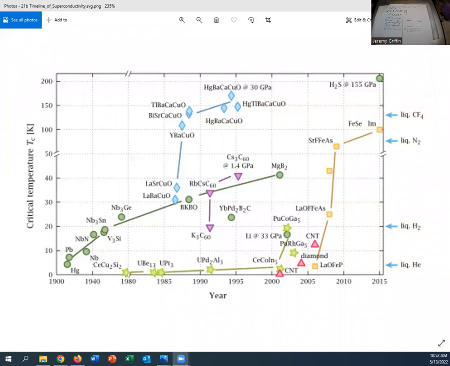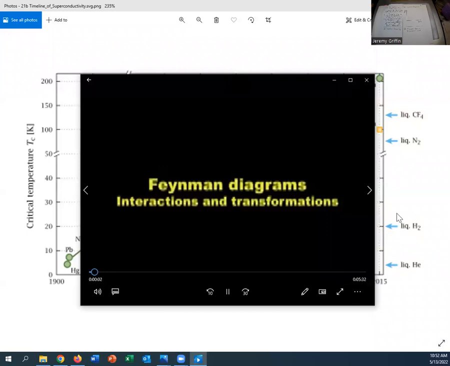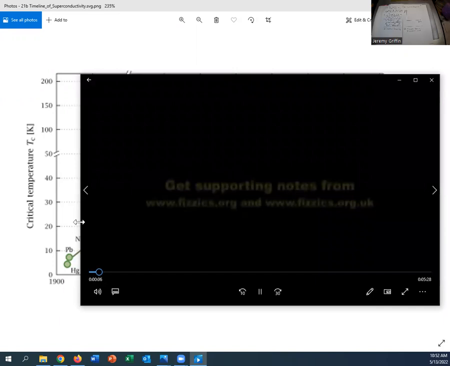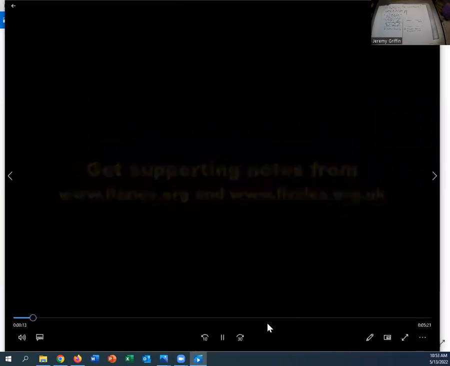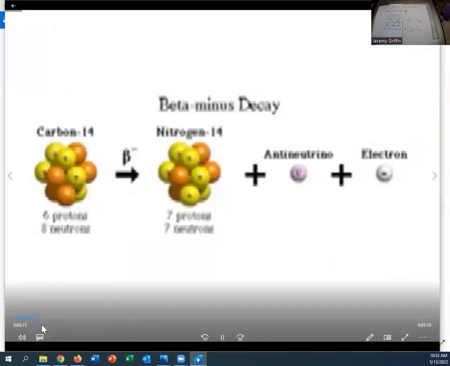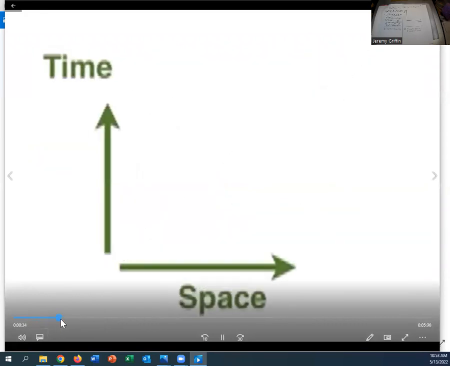Let me bump this, close, screen to share. Okay. Feynman diagrams. I've got this muted. There's a guy narrating how these work, but I'll just give you a quick synopsis and we'll look at some of these. So, different kinds of particles. Here we go.